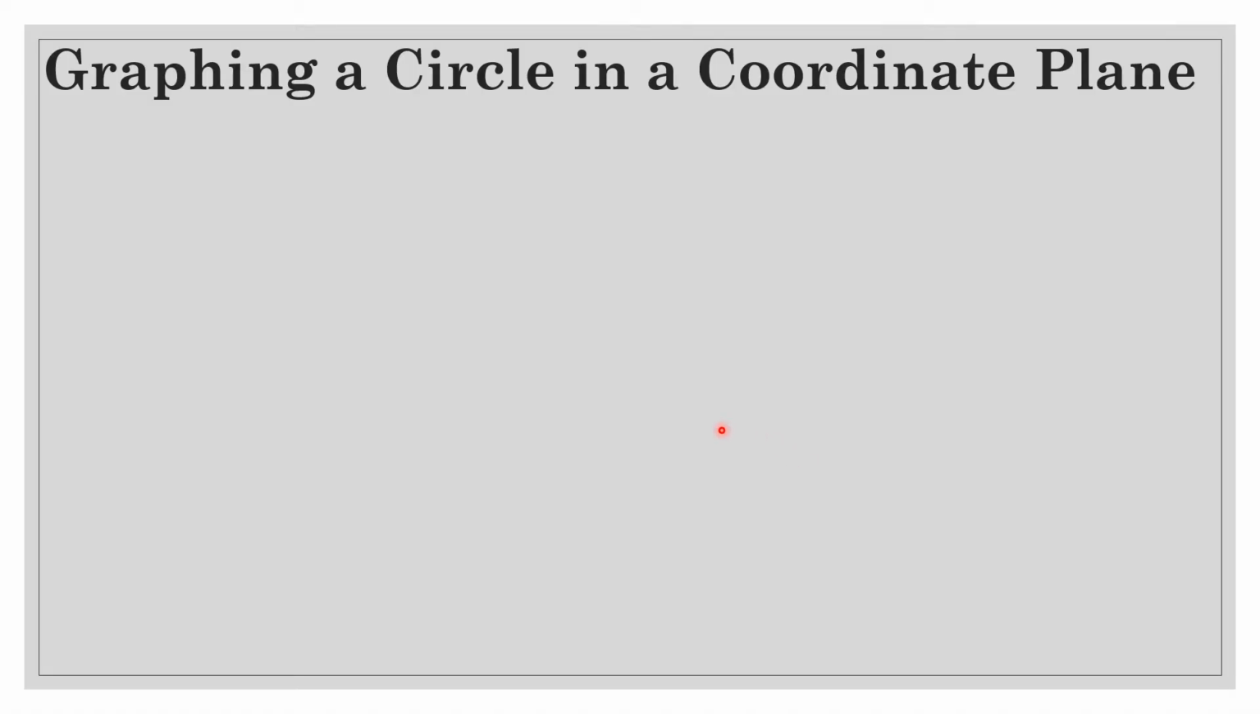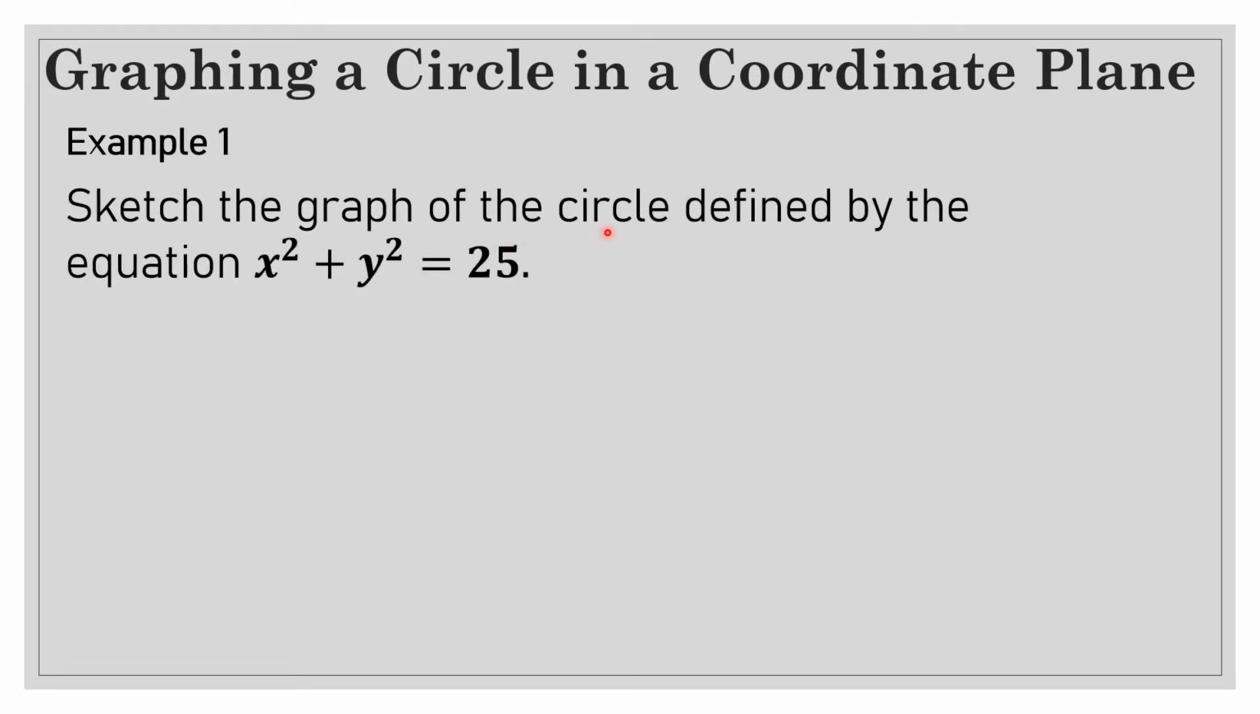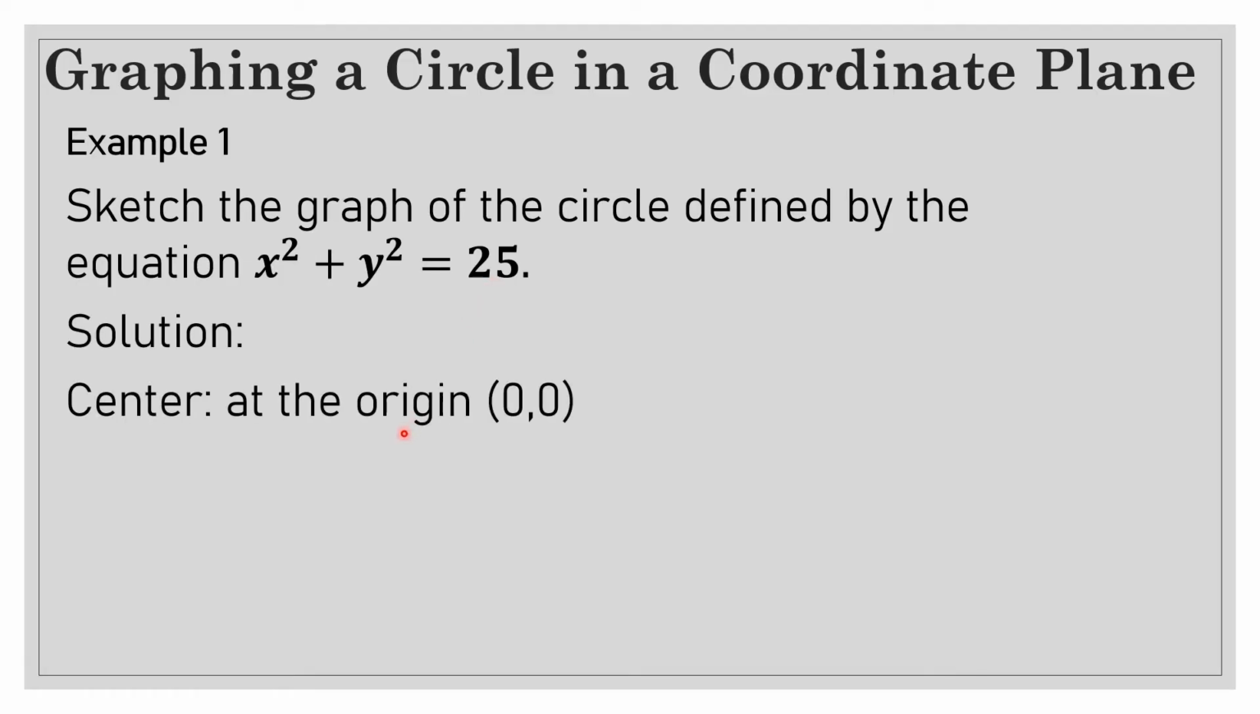This time, we're going to have example number 1 on how to graph a circle in a coordinate plane. So, let's have example number 1. Sketch the graph of the circle defined by the equation x squared plus y squared equals 25. So, first we need to find the center and the radius. In this equation, the format is centered at the origin. So, it means our center is at (0, 0).